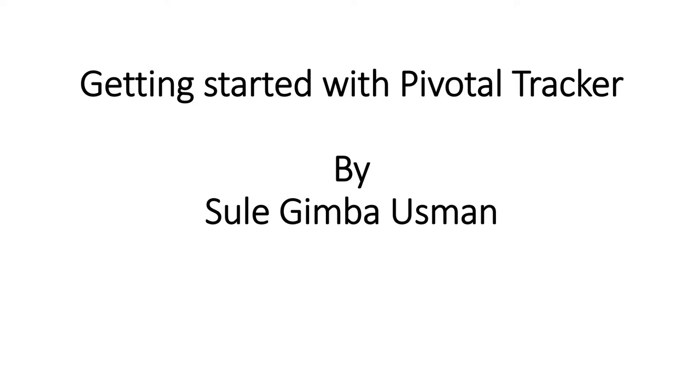Pivot Tracker is an Agile software development project management tool that was created by Pivot Labs. It makes it easy for collaboration and information sharing among team members of a particular project. It allows project team to track and prioritize project work and features to be built in their order of importance.